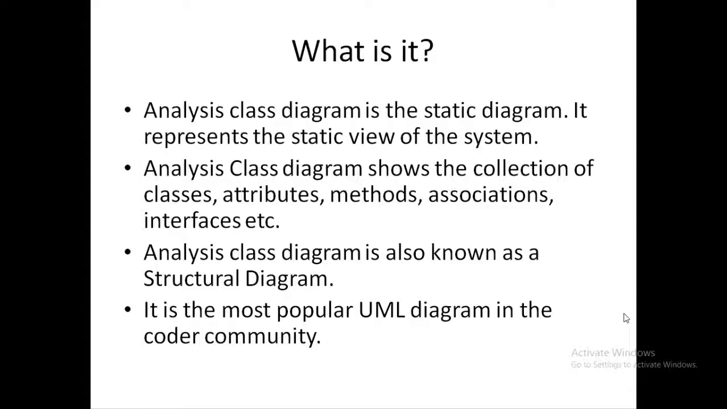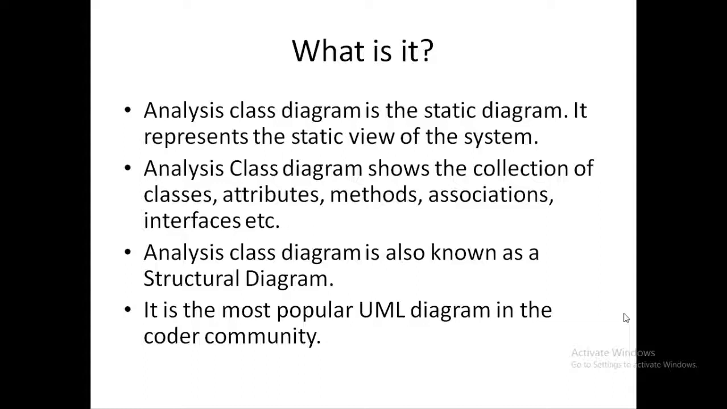Class diagram is not only used for visualization, describing and documenting different aspects of a system, but also for constructing executable code of the software application. Class diagram shows the collection of classes, attributes, methods, associations, interfaces, etc. It is also known as a structural diagram. The UML diagrams like activity diagram, sequence diagram can only give the sequence flow of the system, but analysis class diagram is a bit different. It is the most popular UML diagram in the coder community.